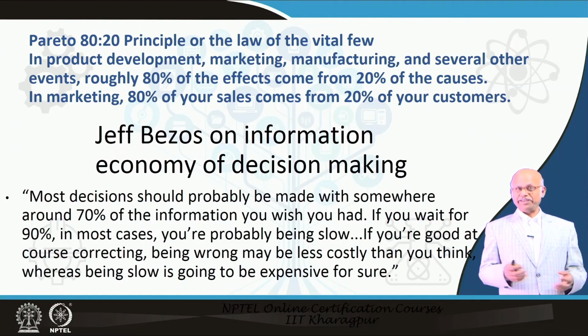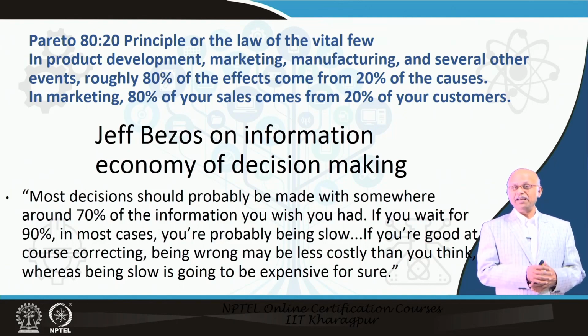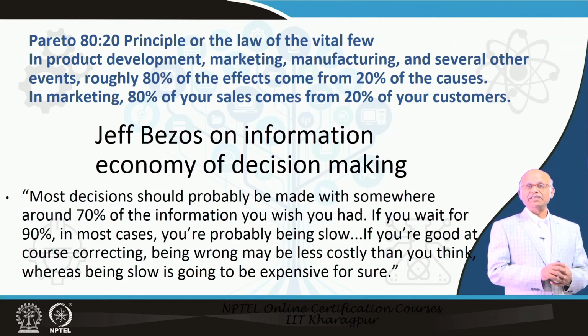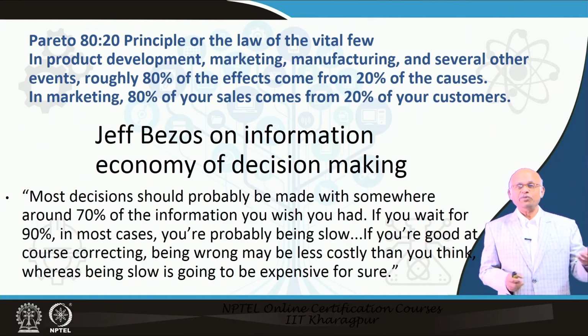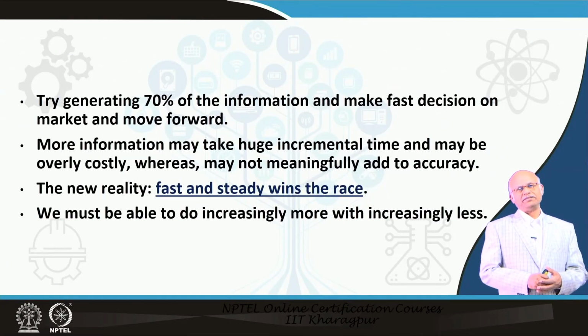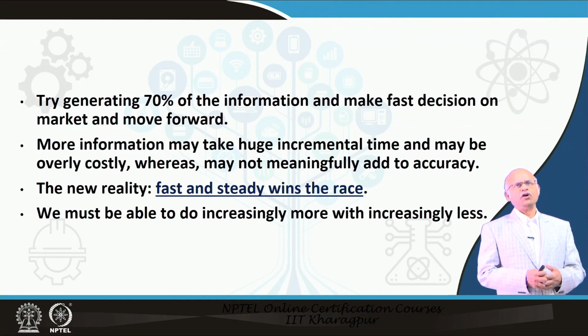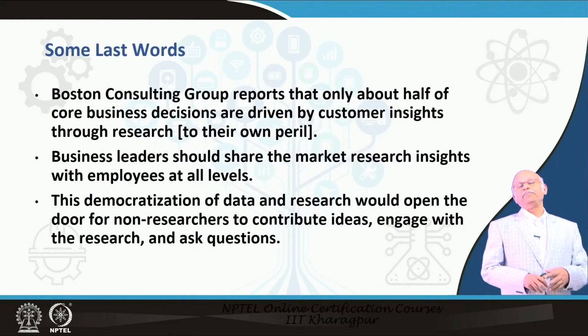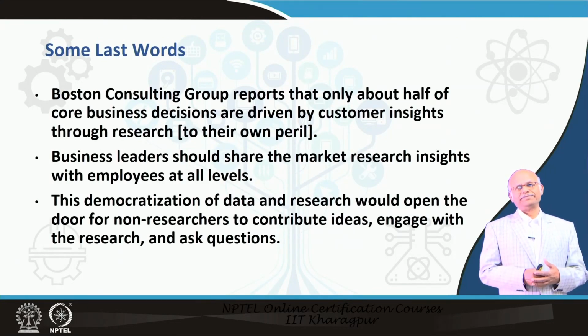The relevance of the data that you have collected, the 70% or 90%, will be lost. If you are good at course correcting, being wrong may be less costly than you think, whereas being slow is going to be expensive for sure, because the data will be almost meaningless. You will go nowhere by waiting to gather 90% of the data. Try generating 70% of the information and make a fast decision. More information may take huge incremental time and may overly increase the cost, and may not add accuracy. The new reality is that fast and steady wins the race. We must be able to increasingly make more out of less.